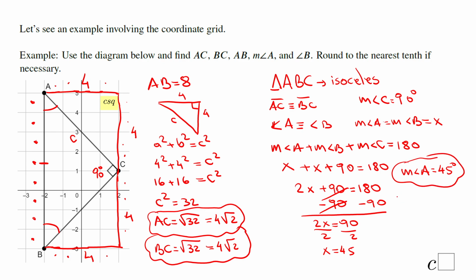The measure of angle B is 45 degrees also. So let's take a look. We did find AC, we found BC, we found AB, and the two other angles. We know everything about this triangle now.